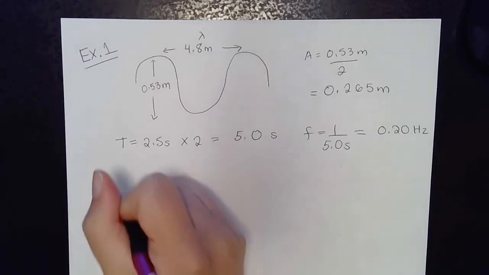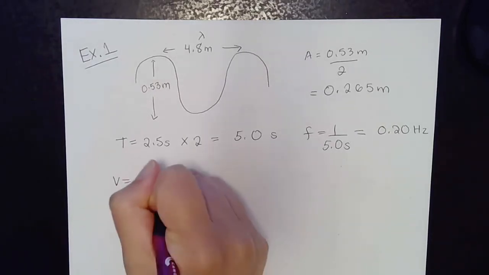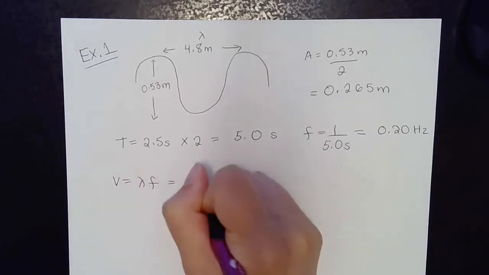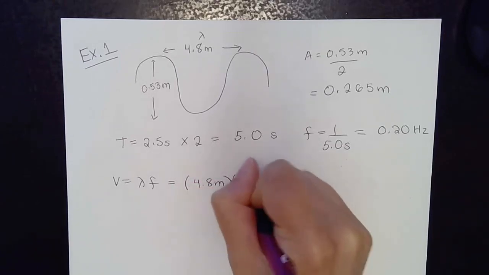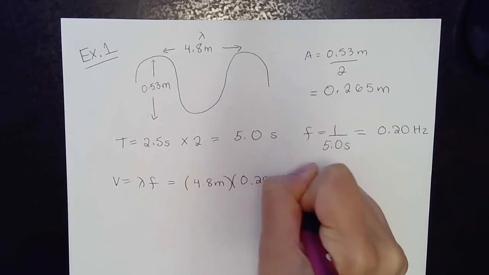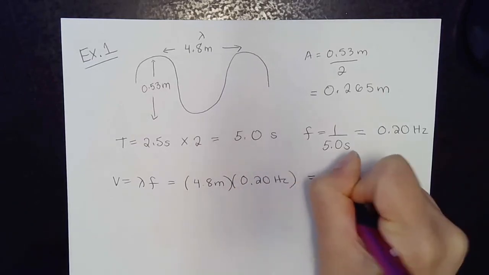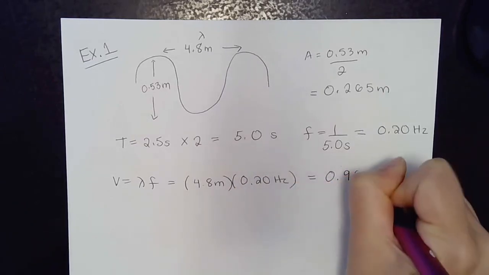And then lastly, we can find the wave speed, v equals lambda f. So 4.8 meters times 0.2 hertz, which gives 0.96 meters per second.